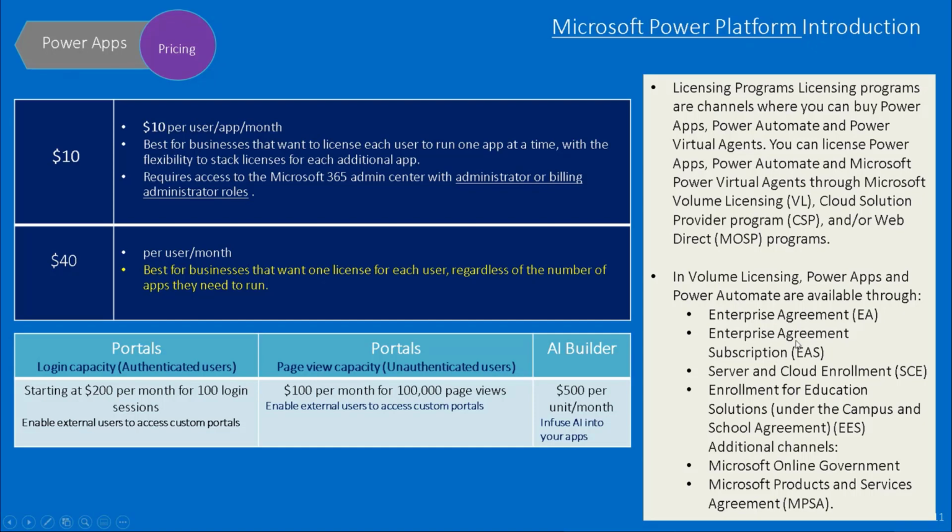Most of them do it this way. On top of that, you have two types of licenses for the portal version. One is for authenticated users, and the other one is for unauthenticated users. And it is based on the page views and things like that.